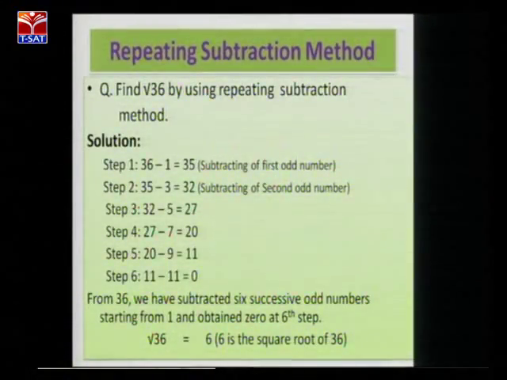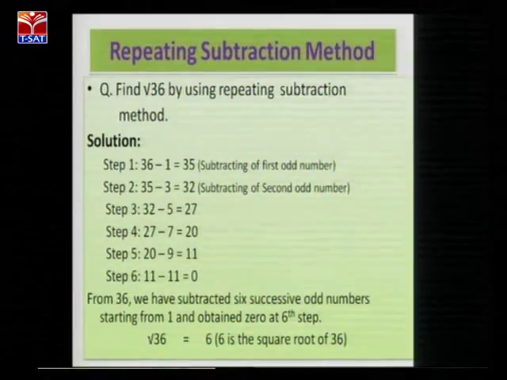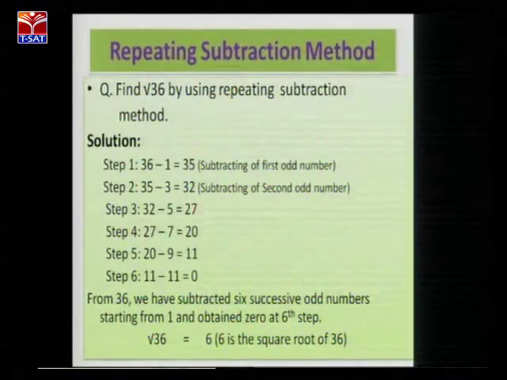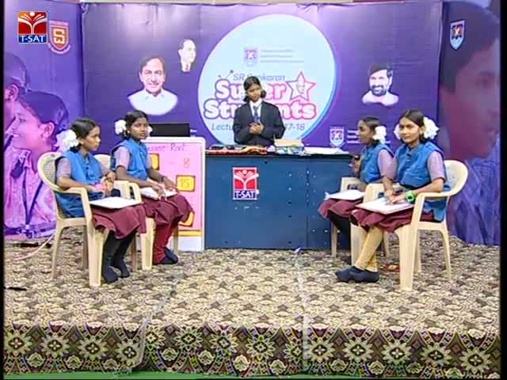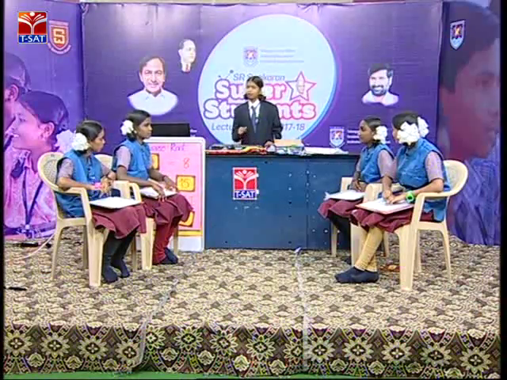Here we subtract the first odd number. 35 minus 3 is equal to 32. Here we subtract the second odd number. Ramya, can you tell what is the next step? Okay, friend, the next step is 32 minus the third odd number, that is 5. 32 minus 5 is equal to 27. Good, friend. Shravani, can you tell what is the next?